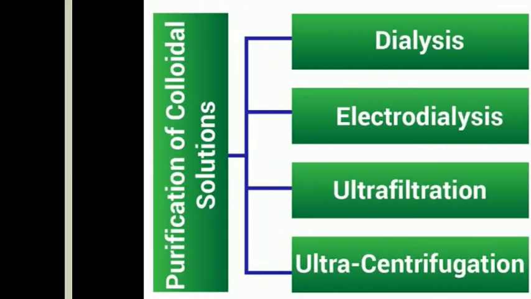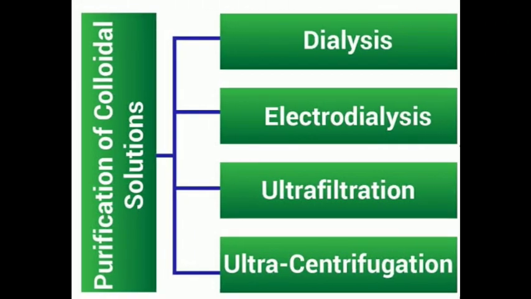Now in this video, we will see the purification of colloidal solution. The purification of the colloidal solution can be done by four methods. The first one is dialysis, the second is electrodialysis, the third is ultrafiltration, and the fourth one is ultracentrifugation, which is not in our syllabus. So in our syllabus, there are only three methods: dialysis, electrodialysis, and ultrafiltration. We will see them one by one.